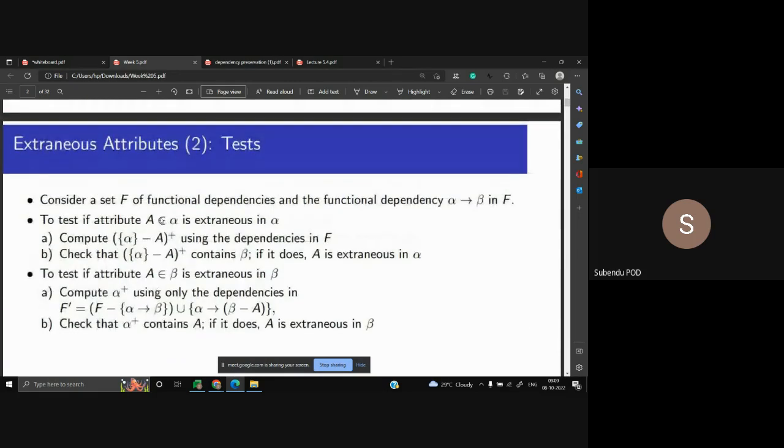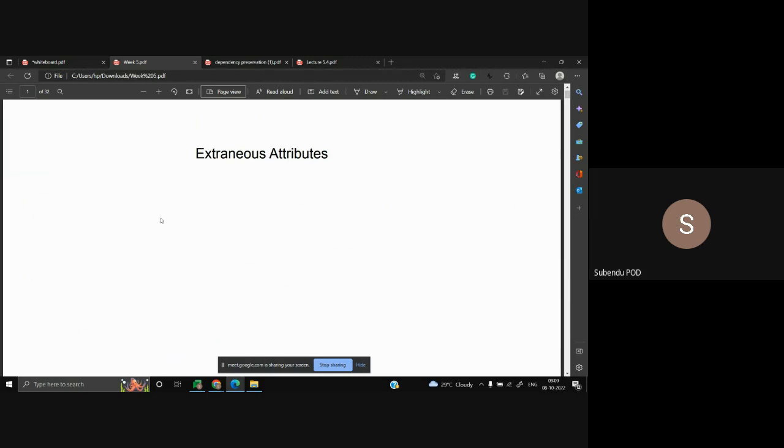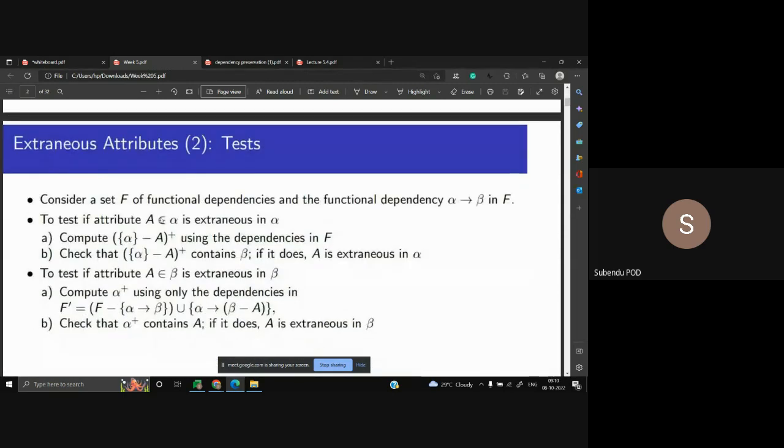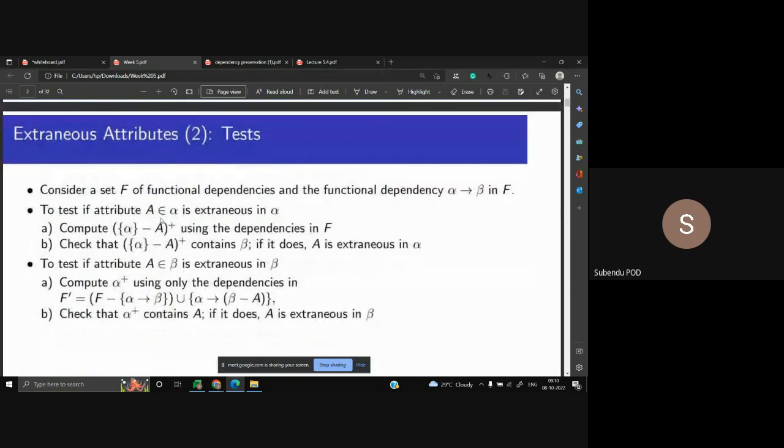Now we'll see the extraneous attribute. What is an extraneous attribute? An attribute of a functional dependency is said to be extraneous if we can remove it without changing the closure of the set of functional dependencies. This is called an extraneous attribute. So how to check an extraneous attribute? There can be the right hand side and the left hand side.